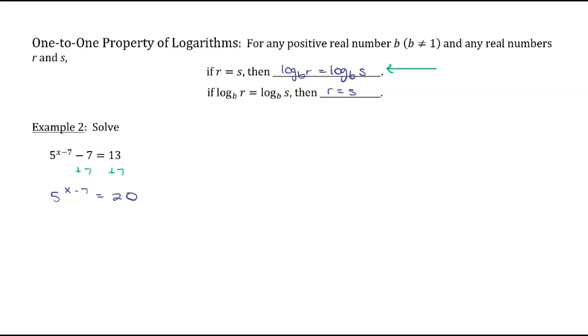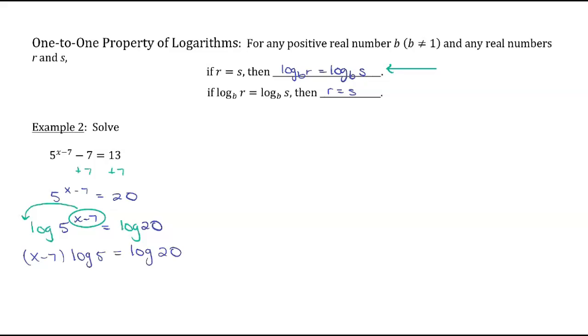We could use the common logarithm or the natural logarithm to simplify this. For this example, I'll use the common logarithm, or log base 10. This gives us log of 5 raised to the exponent of x minus 7 equals log of 20. With our exponent as part of the argument of a logarithm, we can now bring it out in front of the logarithm as a factor. So we can rewrite this as x minus 7 times log of 5 equals log of 20.